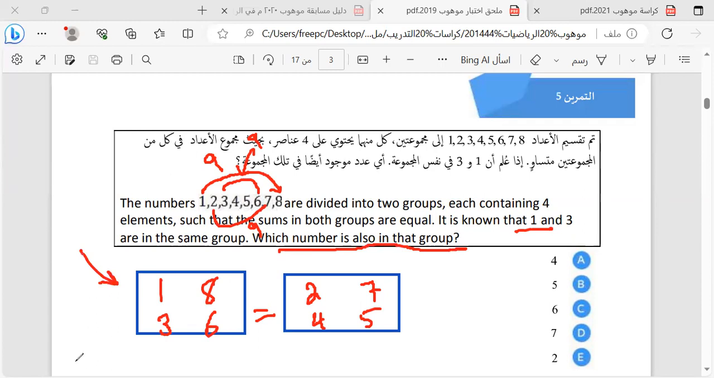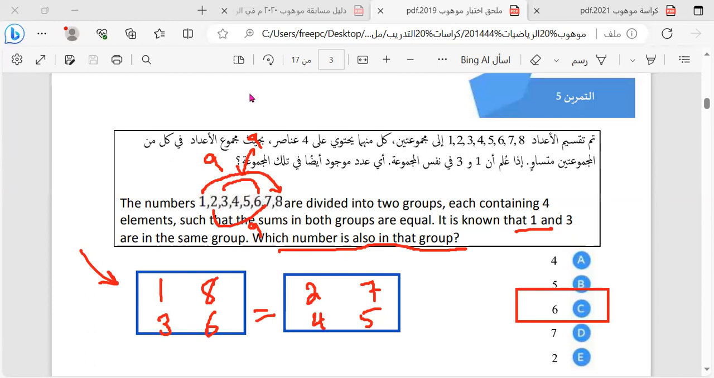Why didn't you say 8? Because we don't have 8 in the options. In the options, we just have 6, so I will take 6. So the answer is what? Thank you. So the answer is 6. Is it clear? I didn't understand.